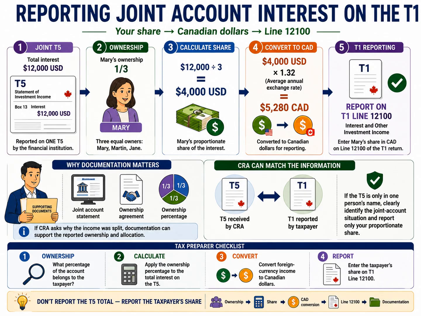The most important takeaway is this: don't automatically report the total amount shown on the T5. Determine the taxpayer's actual share, convert it to Canadian dollars when necessary, and report that share correctly on the T1 return.